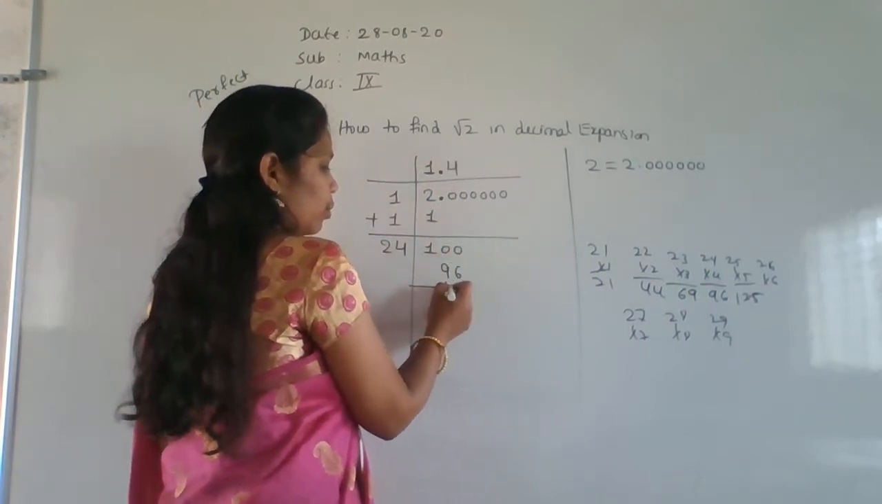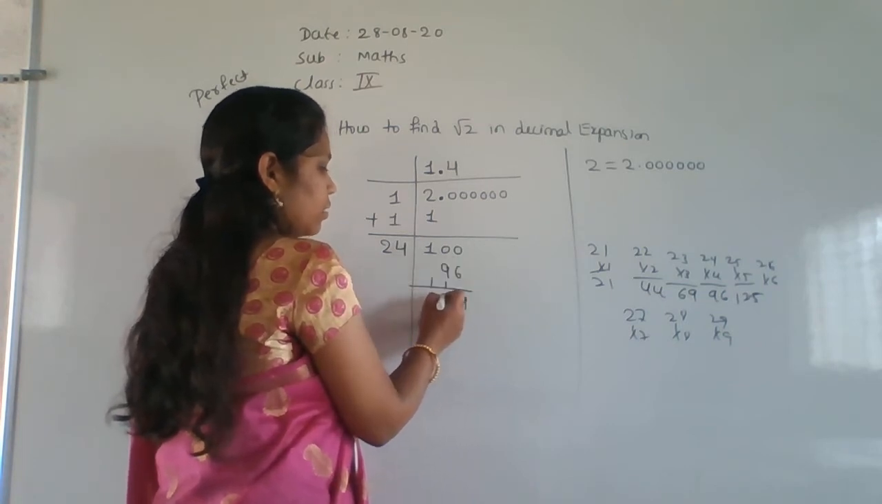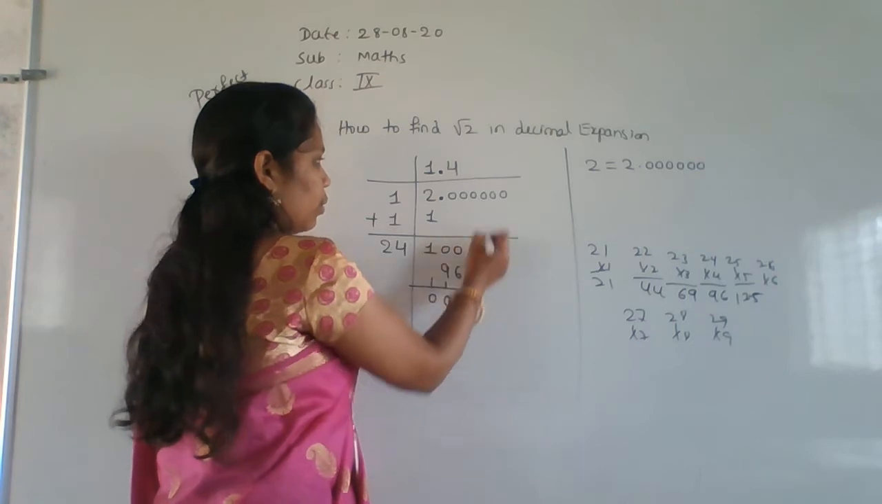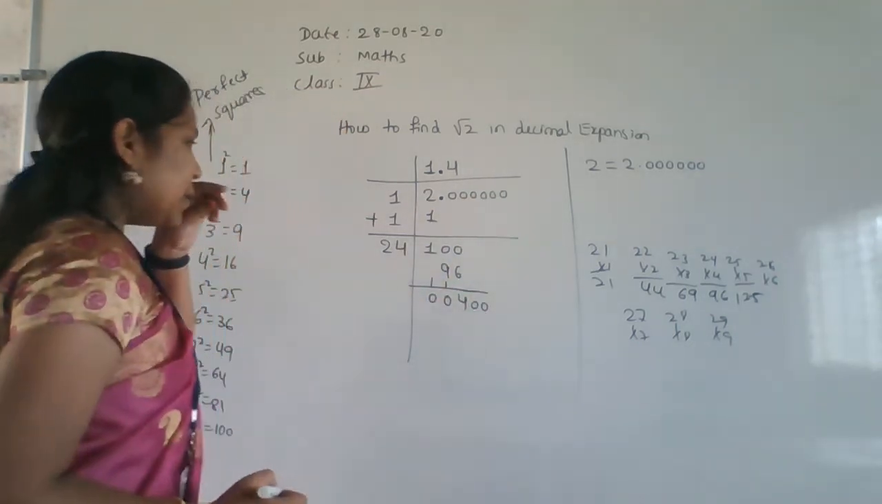Okay. So do the subtraction, that is 10 minus 6 is 4 and 10 minus 10 is 0, here also 0. Next, further 2 zeros you have to take here. Okay.